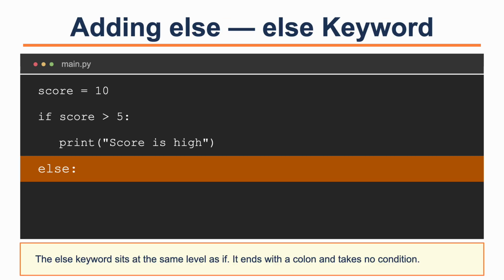Now we add the else keyword. It goes at the same indentation level as the if statement. Notice it also ends with a colon. The else keyword never takes a condition. It simply means everything that did not match.